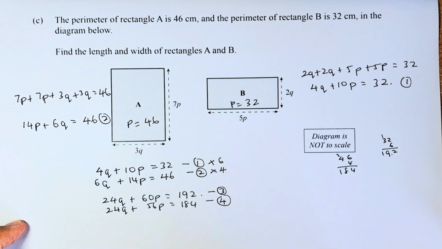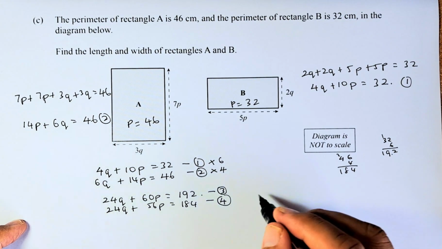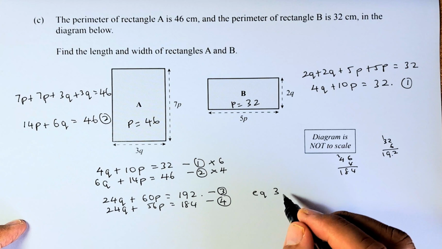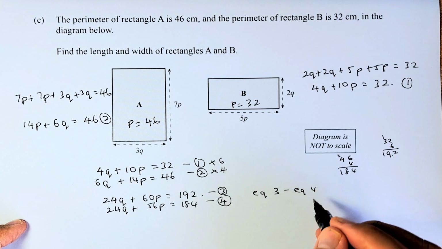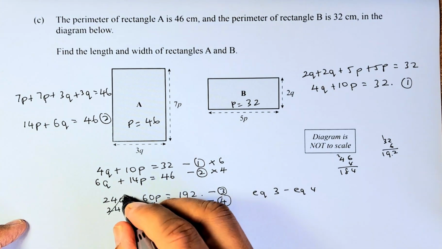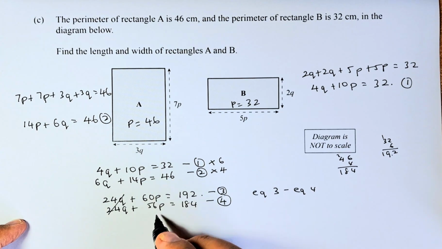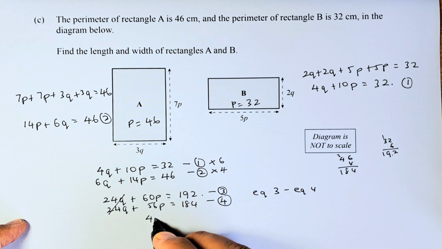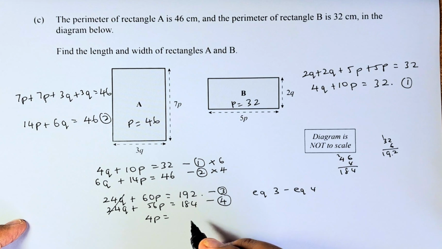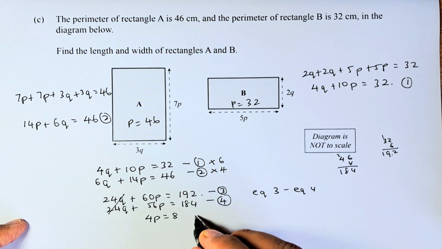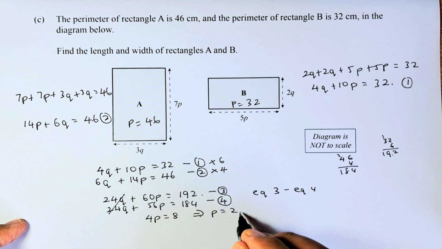So to solve for P and Q, you're going to do equation 3 minus equation 4. So 24Q minus 24Q will cancel out. What's left is 60P minus 56P, which leaves 4P. 192 minus 184 is going to be a total of 8. So from there, we can say that P equals 2.